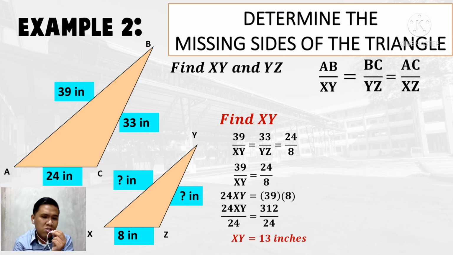So using the cross product property, we have 24 XY, that is equal to 39 times 8. And 39 times 8 is equal to 312. For us to remove 24 from XY, 24XY will be divided on both sides by 24. So divide both sides by 24, we can cancel out 24 and 24. XY will be equal to 312 divided by 24, which is equal to 13 inches. Can you follow?